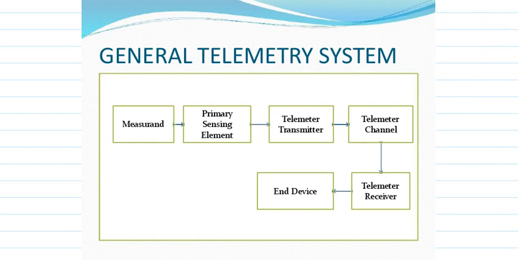The general telemetry system. What is a general telemetry system? The first block is about your measurement. You all know what measurement is: the unknown thing that we are going to measure. Here we call it the physical variable, which is pressure, level, speed, or flow, any physical variable. That has to be transmitted to the sensing part, the primary sensing element, which consists of a sensor as well as a transducer.